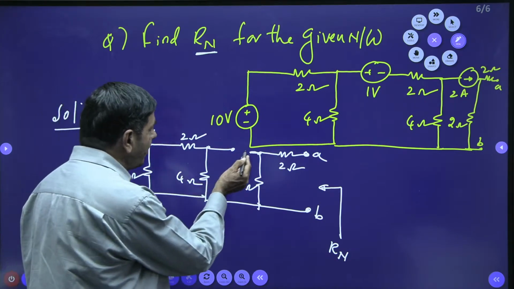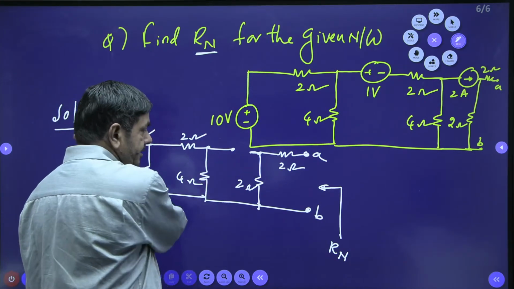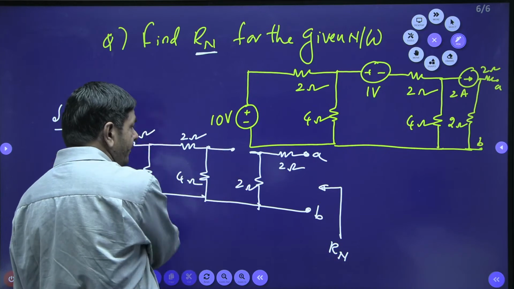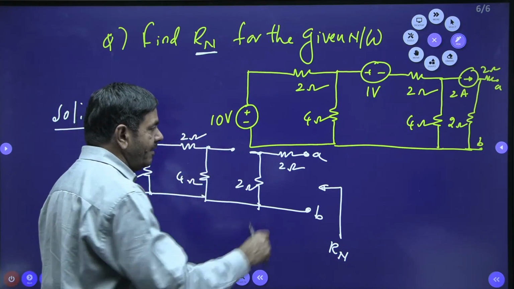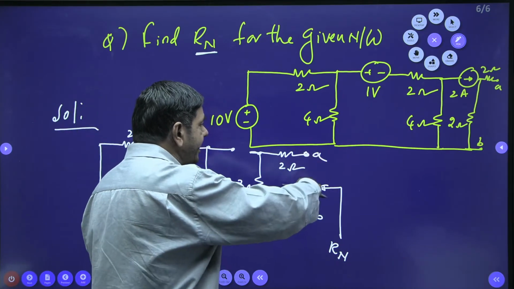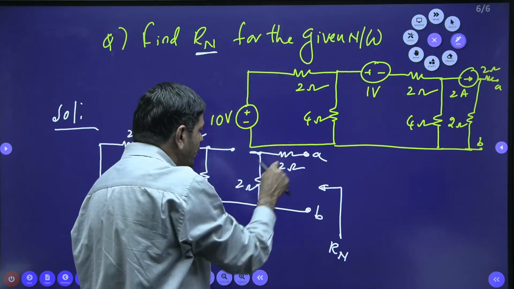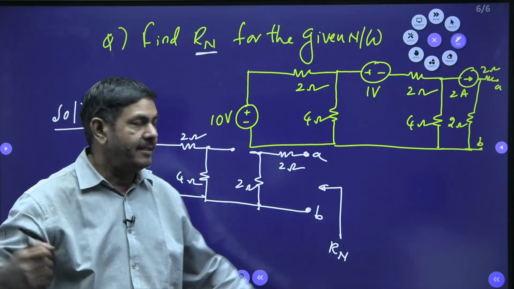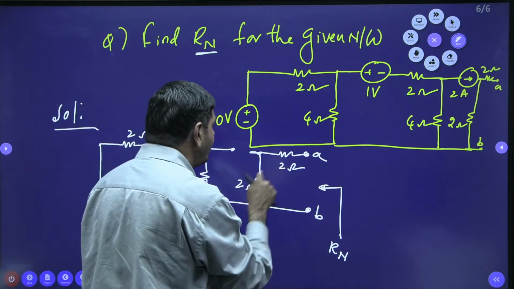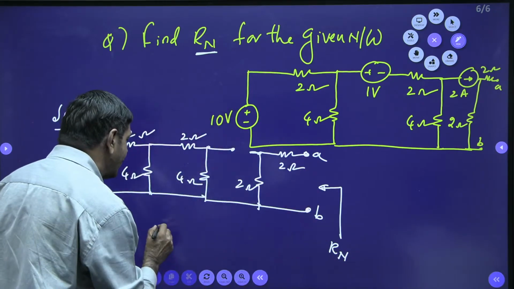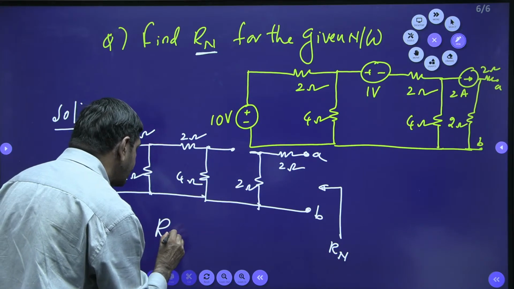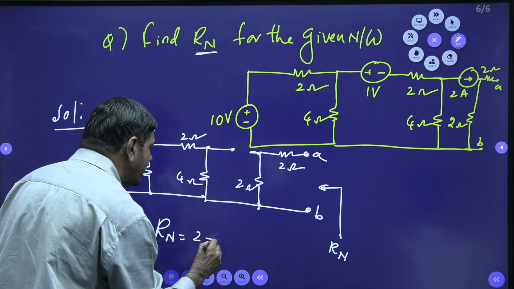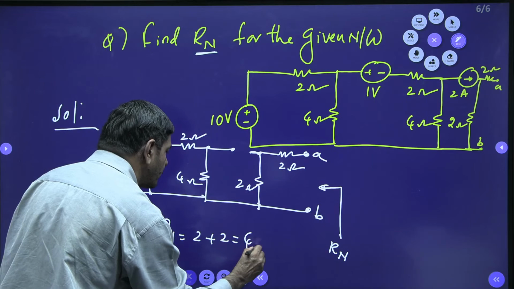This network is not connected. It doesn't have any effect, because of this open circuit. When you extend A and B, you are pulling, so these two will come in series. Directly we can write Norton's resistance is nothing but 2 plus 2. It becomes 4 ohms.